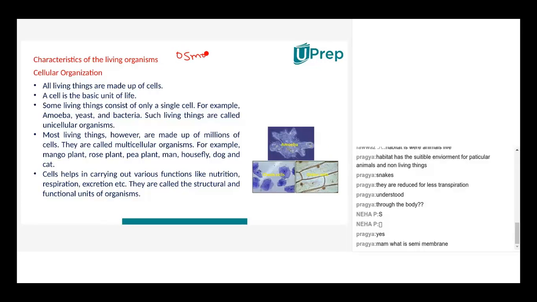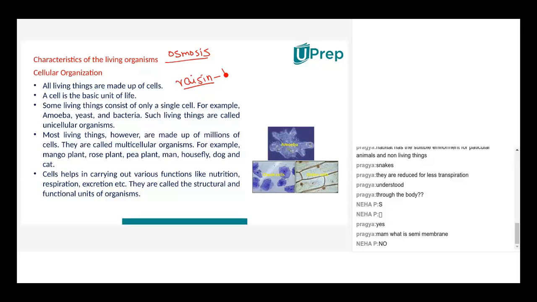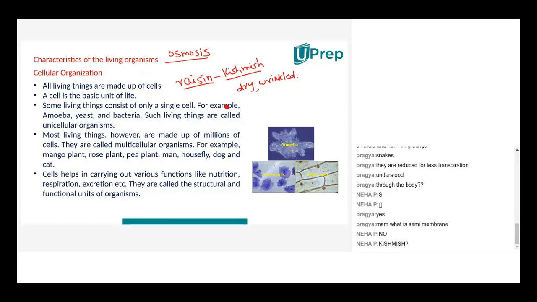How many of you know what exactly osmosis is and what diffusion is? This is very important to understand. You know what is a raisin? Ma'am, it's a kishmish. It is kishmish, right? Yeah. When you see kishmish, it is very dry and wrinkled, isn't it? These are basically dried grapes. Yes, right. They are dried grapes.